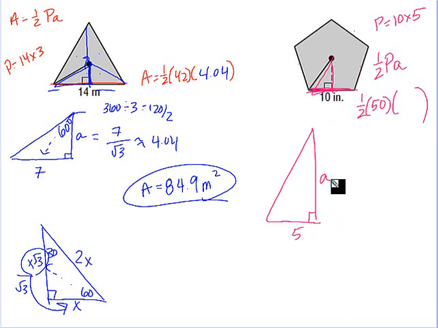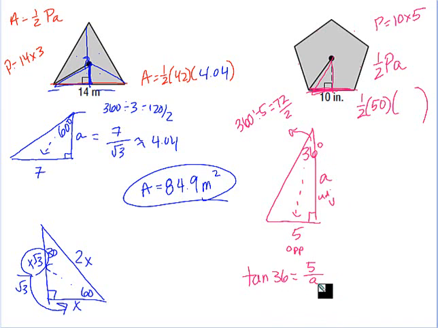Here's our apothem. To get this angle, since we had 5 sides, we'll do 360 divided by 5, which is 72, and divide that by 2 is 36. This is our opposite side. A is our adjacent side, so we can use tangent. So the tangent of 36 is equal to our opposite over our adjacent.